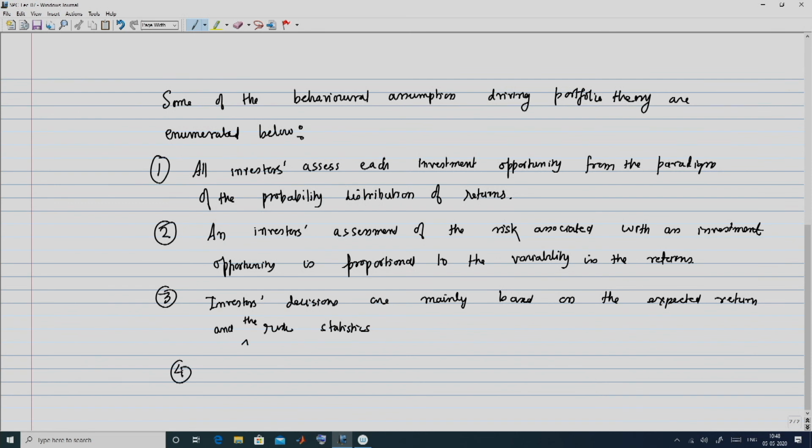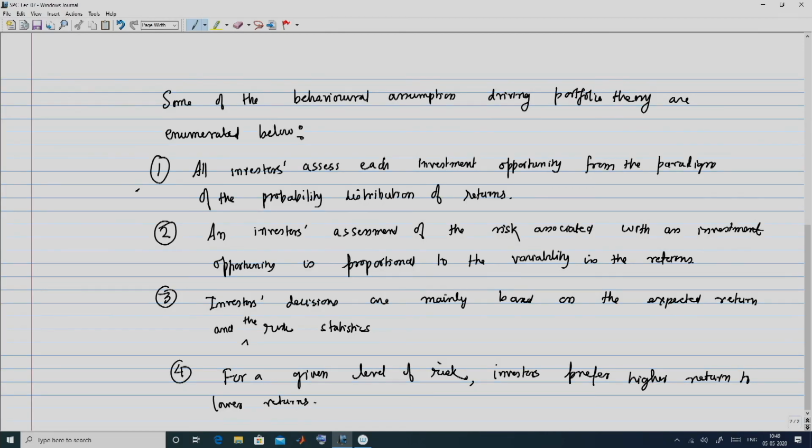And fourth, for a given level of risk, the investors prefer higher return to lower returns. So, let me explain this one by one. So, let us look at point number 1.